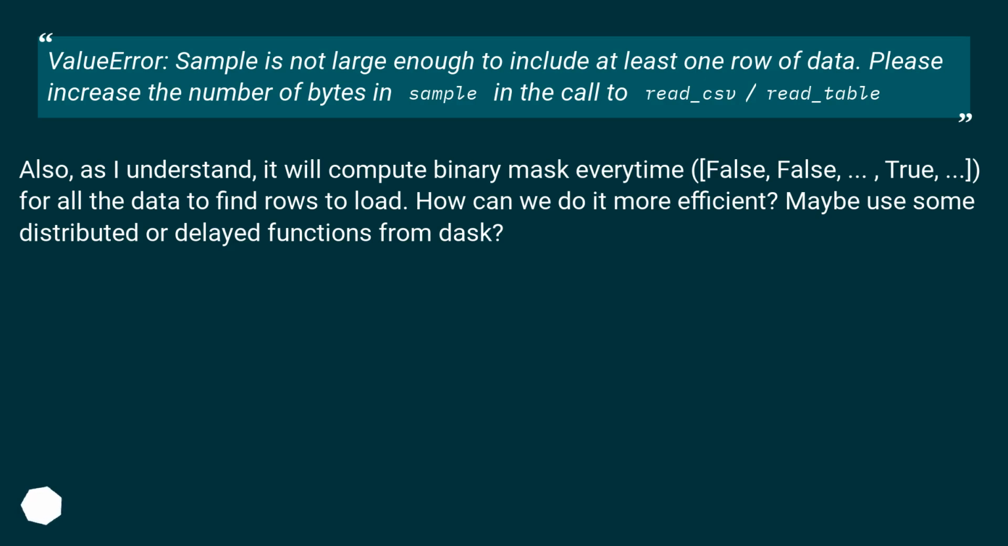read_csv/read_table. Also, as I understand, it will compute a binary mask every time, false, false, true, for all the data to find rows to load. How can we do it more efficiently? Maybe use some distributed or delayed functions from Dask.